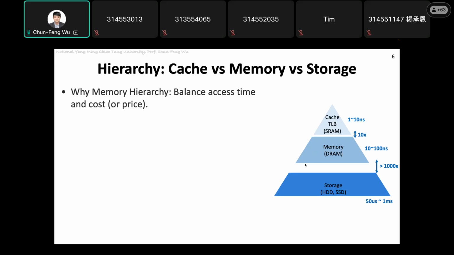So there are three main layers. The top layer will be the CPU cache. So CPU cache and TLB, they are using the thing called SRAM. SRAM is a kind of memory device. This kind of memory device offers a super short latency. Usually SRAM is like 10 times faster than DRAM. But also the price for SRAM is more expensive than DRAM.